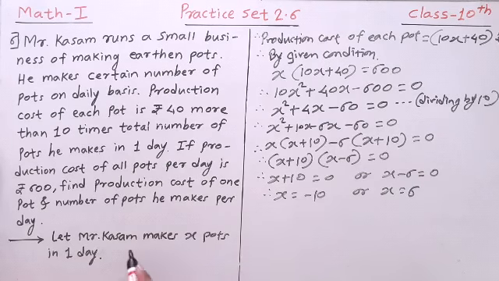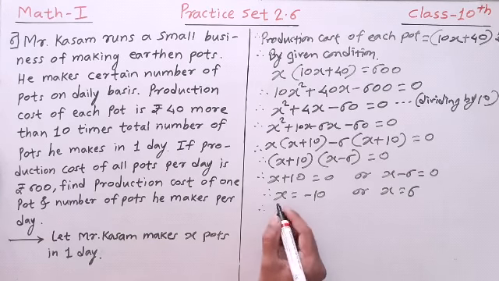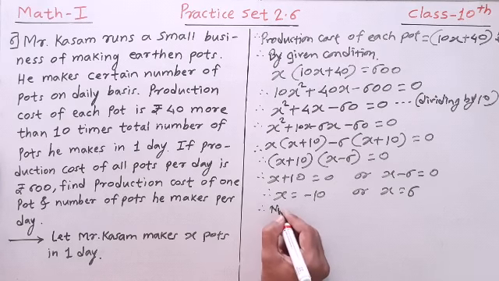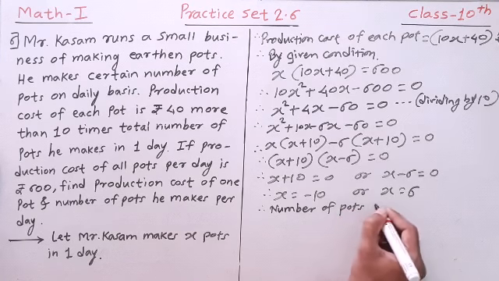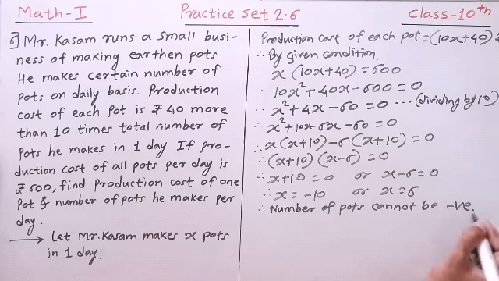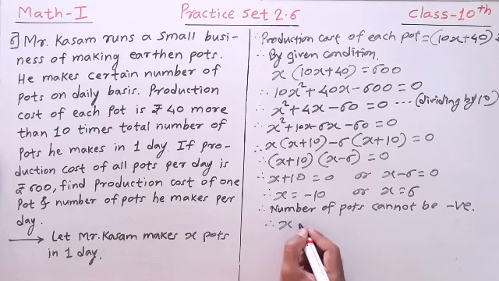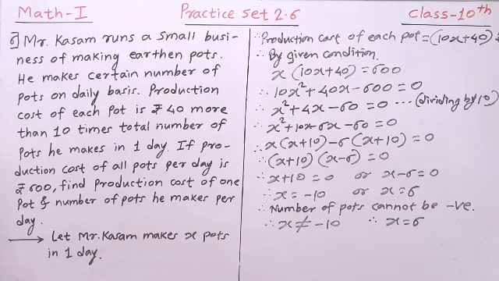Now x is a number of pots, and number of pots can never be negative. It means we can write here, number of pots cannot be negative. Therefore x is equal to negative 10 is unacceptable, and so the acceptable value is x is equal to 6. So Mr. Kasam makes 6 pots in one day, or per day.